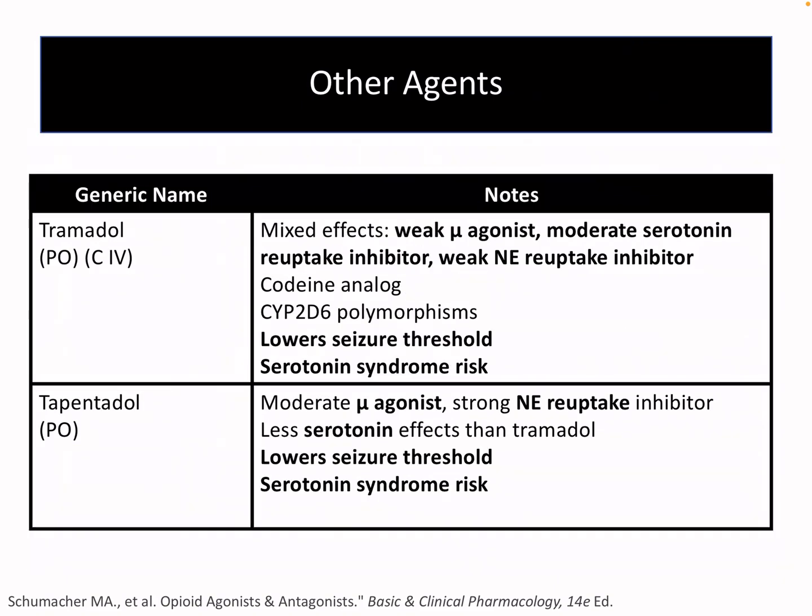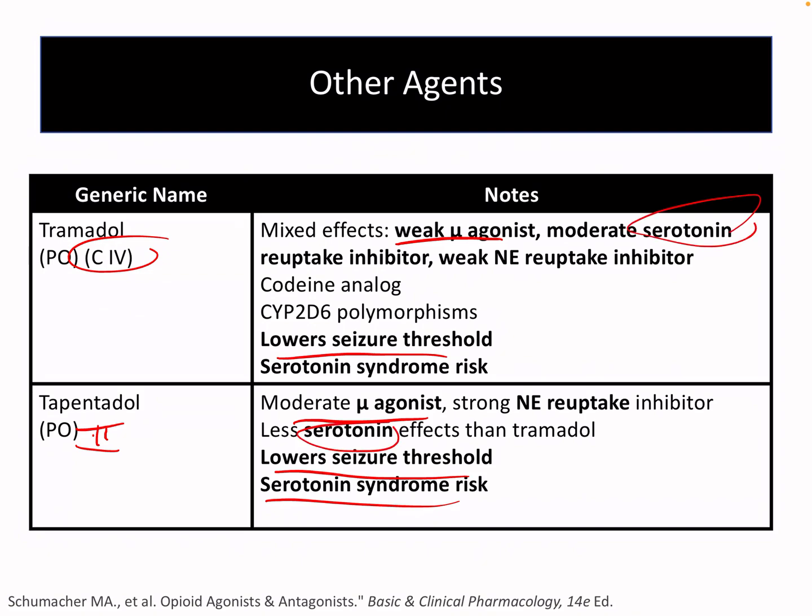And then finally, we have these other agents, tramadol and tapentadol. Both of them have weak to moderate antagonism. Tapentadol is still a Schedule 2 controlled substance. Tramadol is a Schedule 4 controlled substance because it has such weak agonist activity. Both of them lower the seizure threshold, and because they both work on serotonin, they do have a risk for serotonin syndrome. Tapentadol has more norepinephrine activity, so it has more hypertension associated with it, versus tramadol has less and has more serotonergic symptoms.